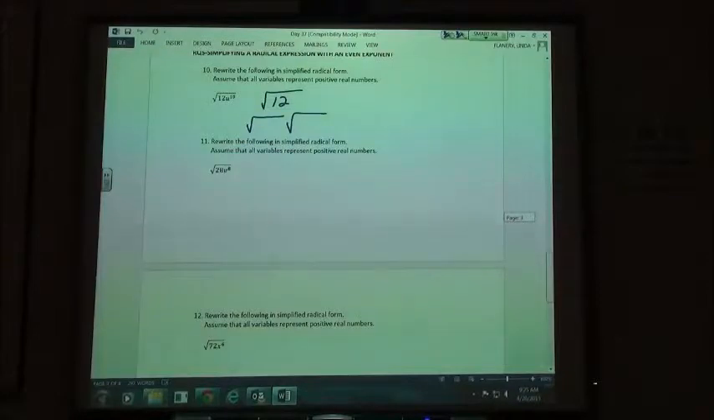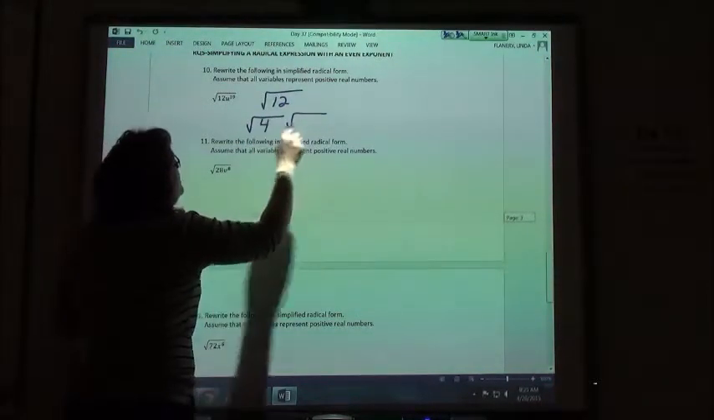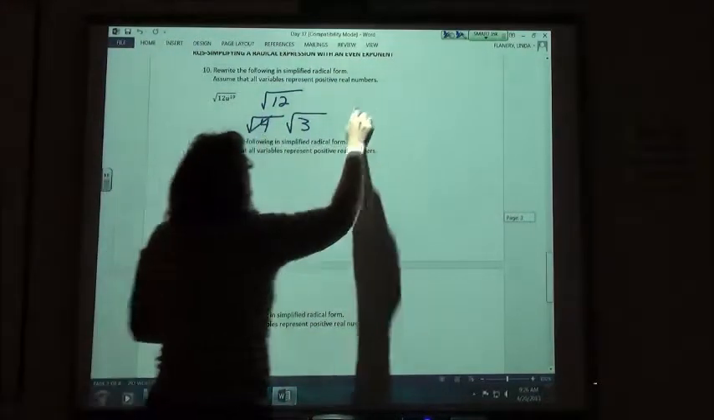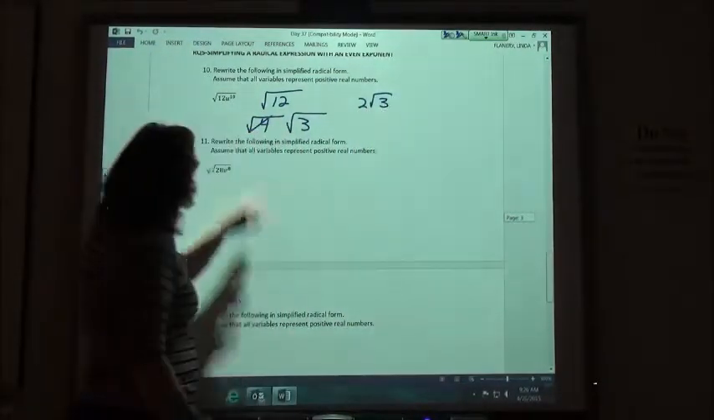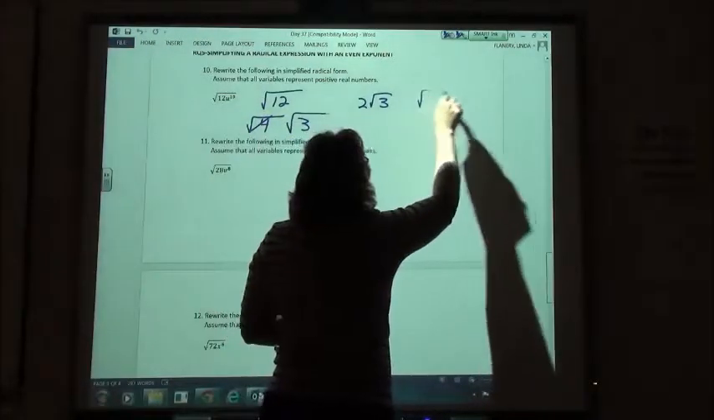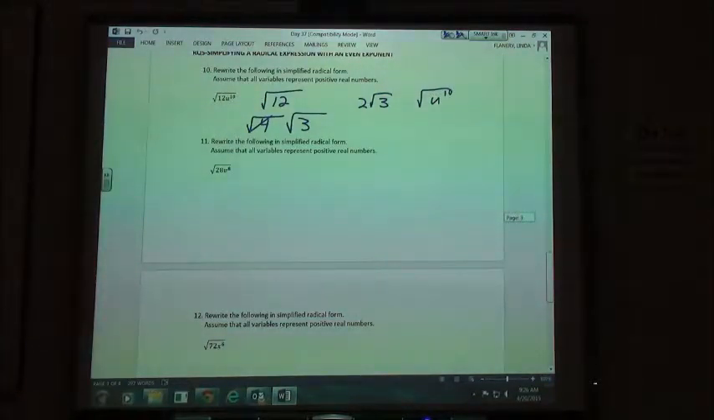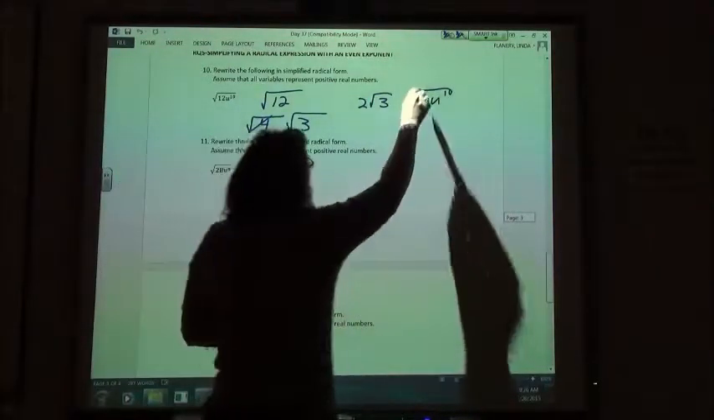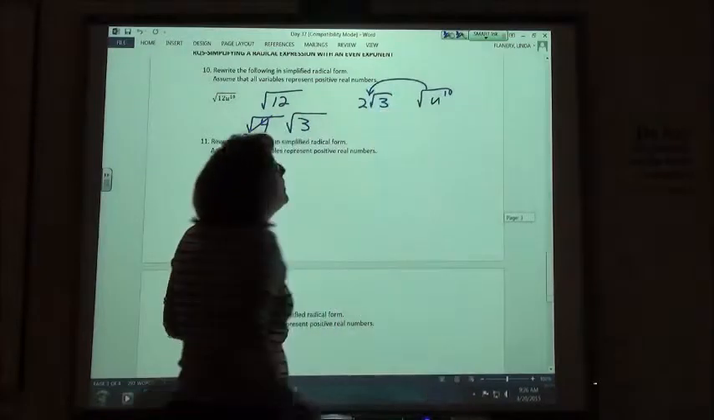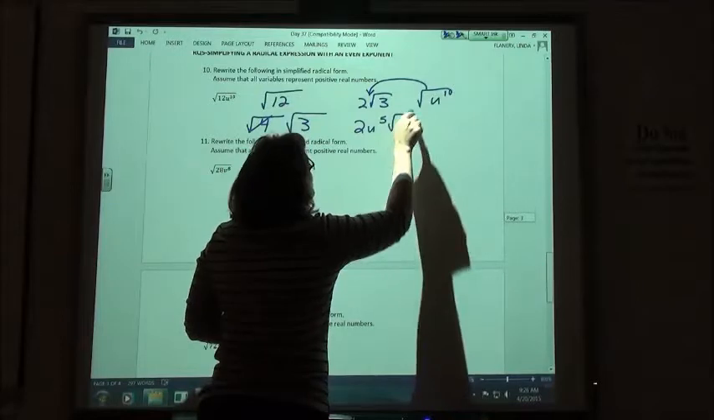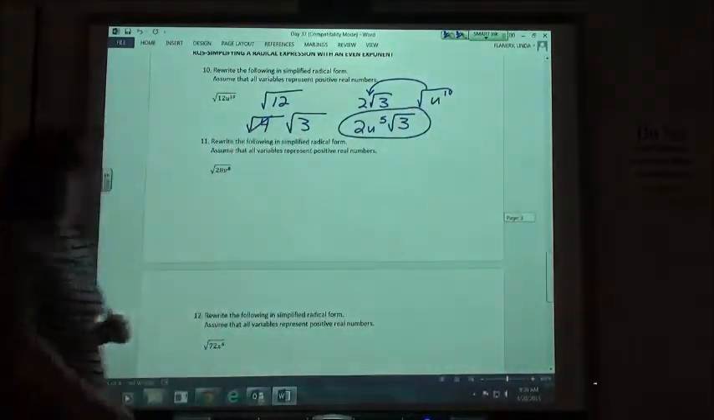4 times 3, right? So if I do 4 times 3, the square root of 4 is 2. So that would be 2 square root of 3. I still have to do the part with my exponent. The square root of u to the 10th is u to the 5th, because we do half of that exponent when we do the square root. I'm going to put that back behind the 2 because it's a perfect square, so I'm going to put 2u to the 5th times the square root of 3, and that's how my answer's going to go.